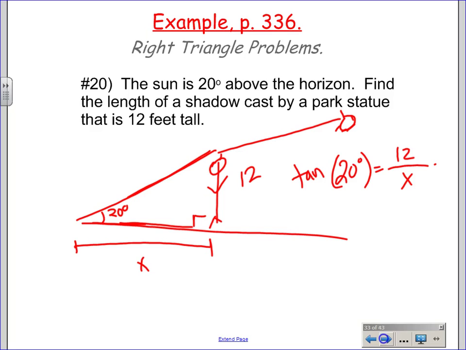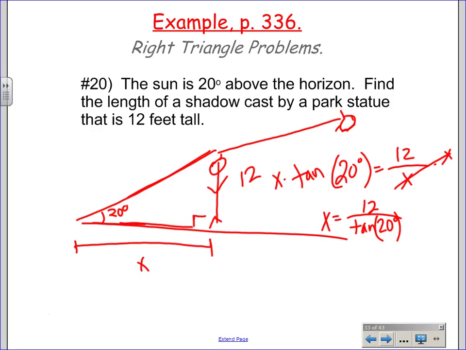Whenever you have division, make it easier on yourself. What do you do? Multiply. But x isn't by itself. It's divided by something, so what are you going to do? Divide. Good. So x is equal to 12 over tangent of 20, the same thing as 12 cotangent of 20.